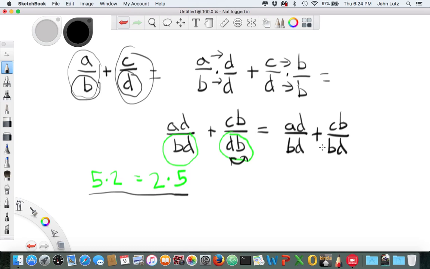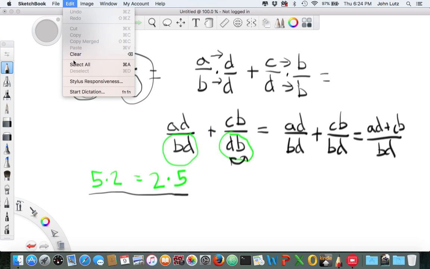So what does that mean? That means that all I'm going to end up doing is ad plus cb over bd, and I'm done. Okay? This is pretty powerful. Stay with me here. This is pretty powerful. We're going to show you a way to do that first with regular old fractions and then with rational expressions.